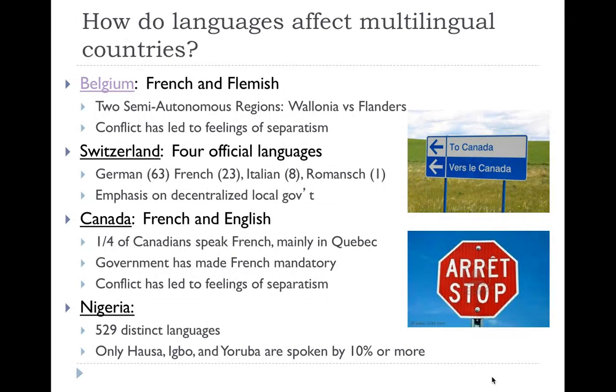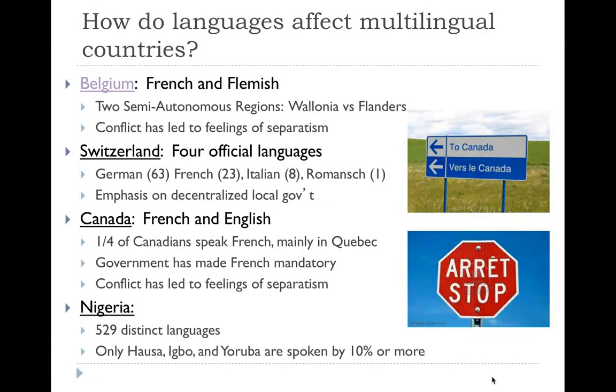In fact, because of these cultural differences and the differences with their language, they would probably prefer to be 2 different nations. But it's really expensive to break a country apart. We've talked a little bit about that. So we look at Wallonia versus Flanders, the 2 regions that speak different languages, and it's created a lot of conflict and separatism between the 2. All right, they don't really get along real well.